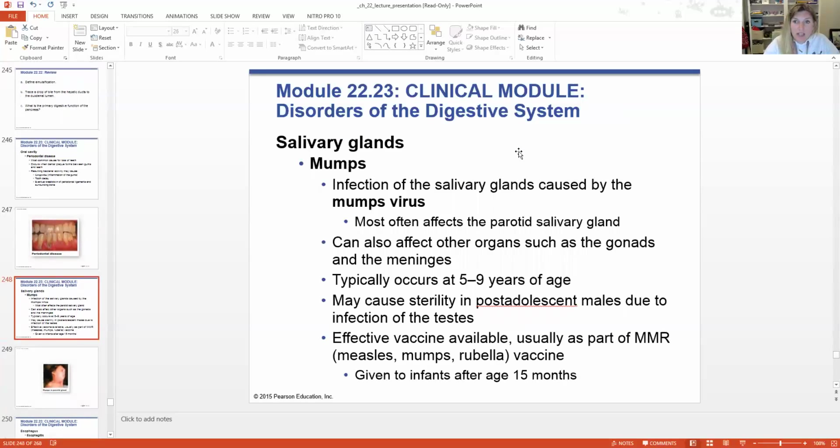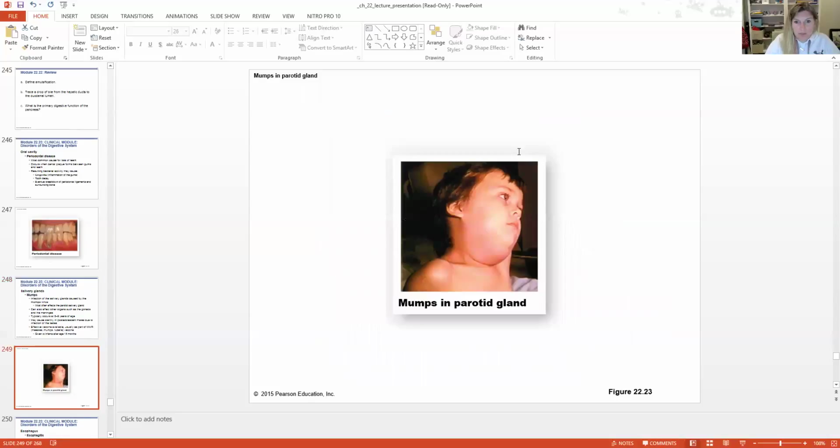In our salivary glands, mumps is a disorder that could affect the salivary glands. It most often affects the parotid salivary gland up here near the masseter muscle. It can also affect other organs like the gonads, the testes and ovaries, or the meninges. So it typically occurs around 5 to 9 months of age. Most of us don't even know much about this because we've been vaccinated through the MMR vaccine, which is required for public school attendance, typically given to infants under 2 years old. There's mumps of the parotid.